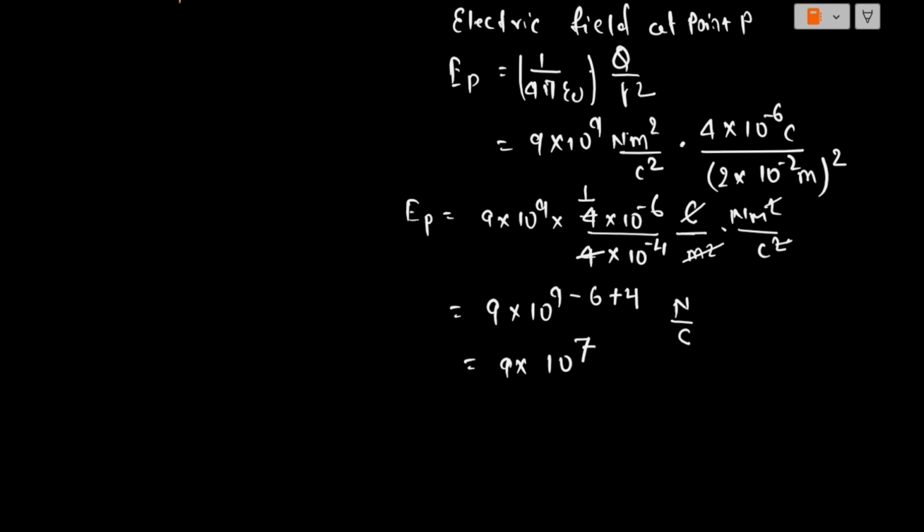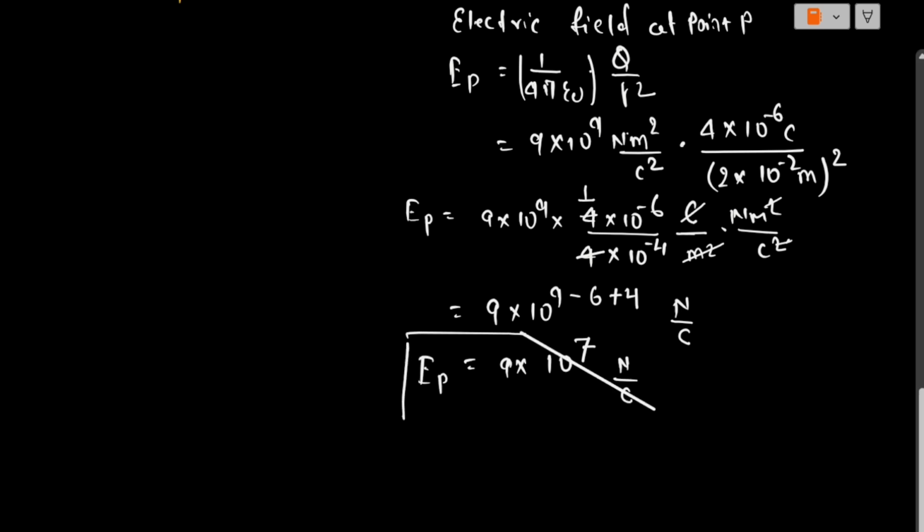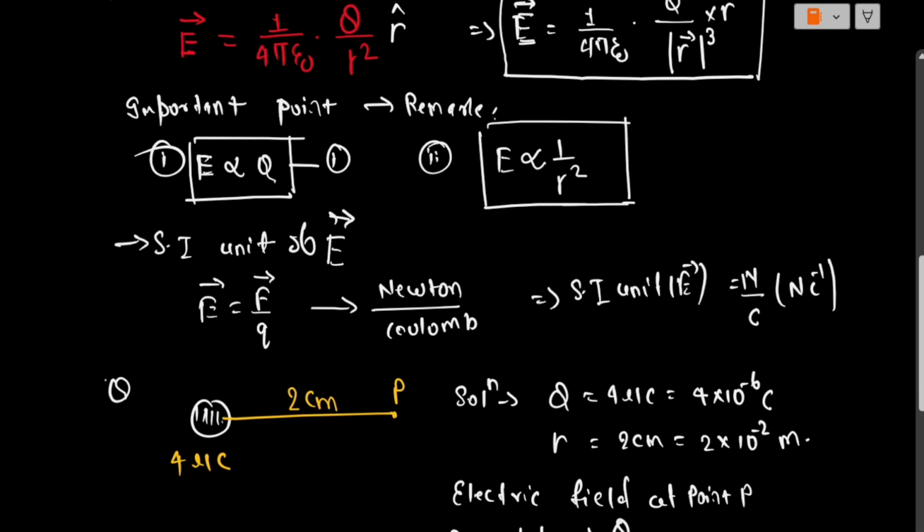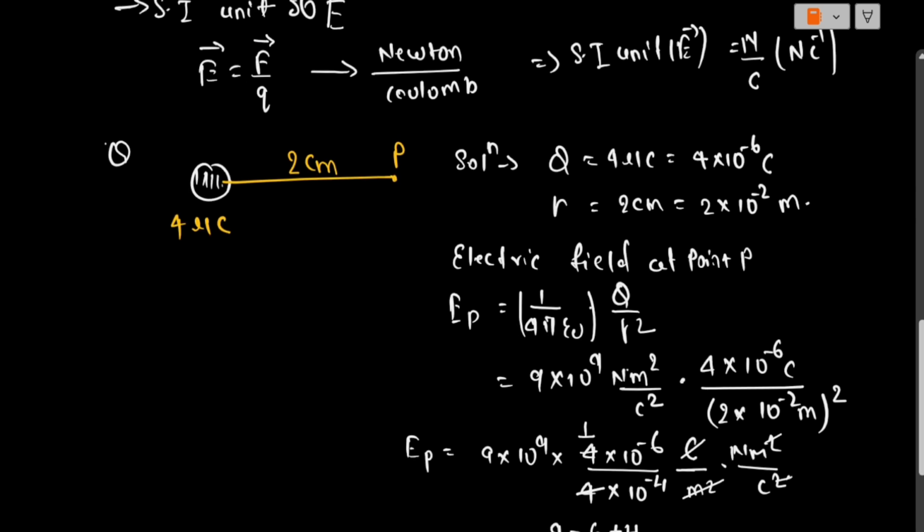Now this is the electric field at point P. If you have to calculate the direction of electric field at point P, you can find it by knowing the sign of the charge, the nature of the charge. Now we know that the charge Q is positive. So this is positive 4 microcoulomb. So it has an emerging electric field at point P, which is radially outwards from the charge.